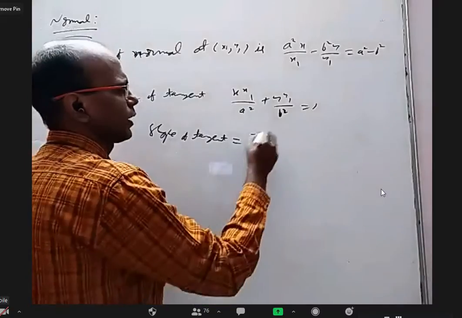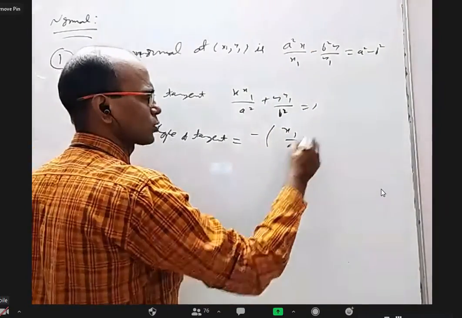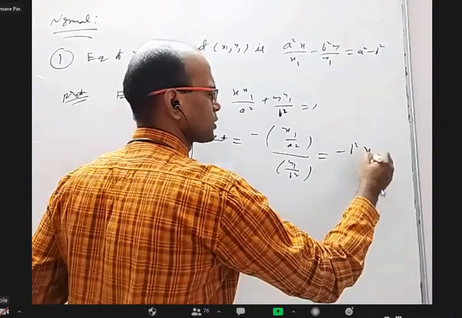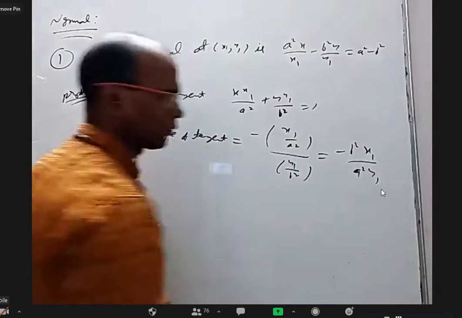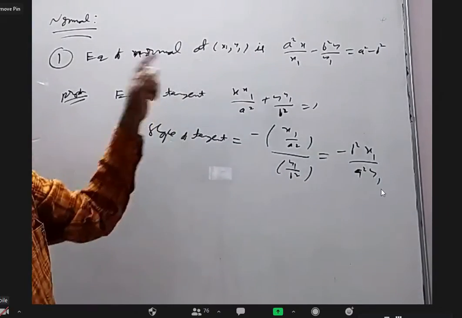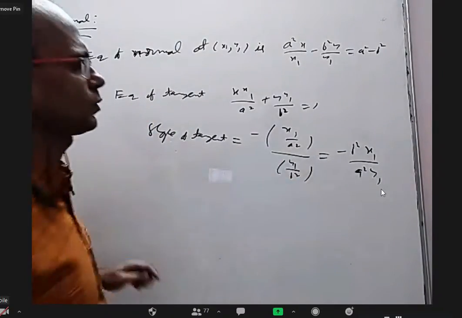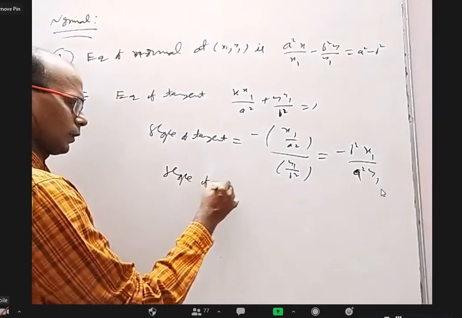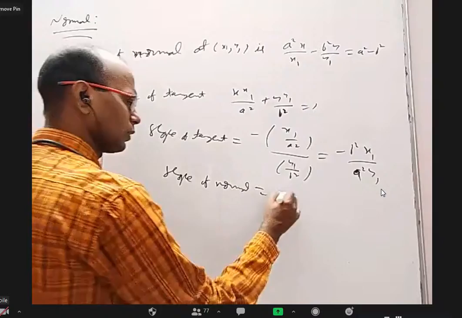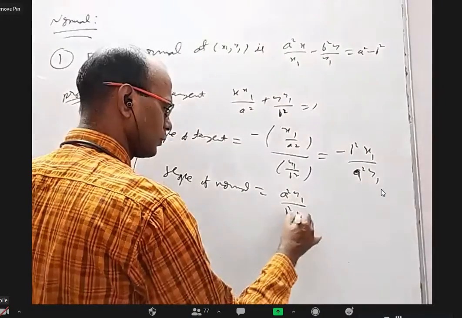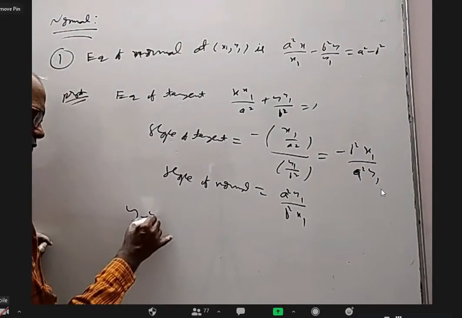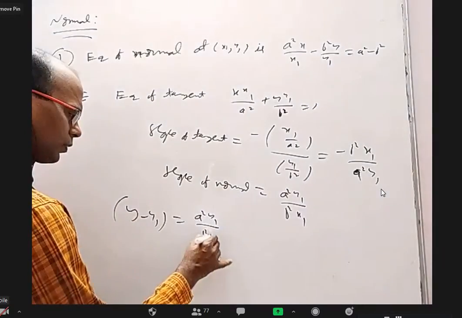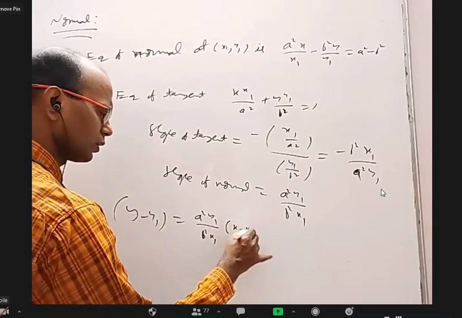Slope of tangent is minus x1 by a square and y1 by b square, which is minus b square x1 by a square y1, which I can get by calculus also. Just find the derivative of the ellipse, we'll get the slope of the tangent. Now, slope of normal is a square y1 by b square x1. Then y minus y1 equal to a square y1 by b square x1 into x minus x1.